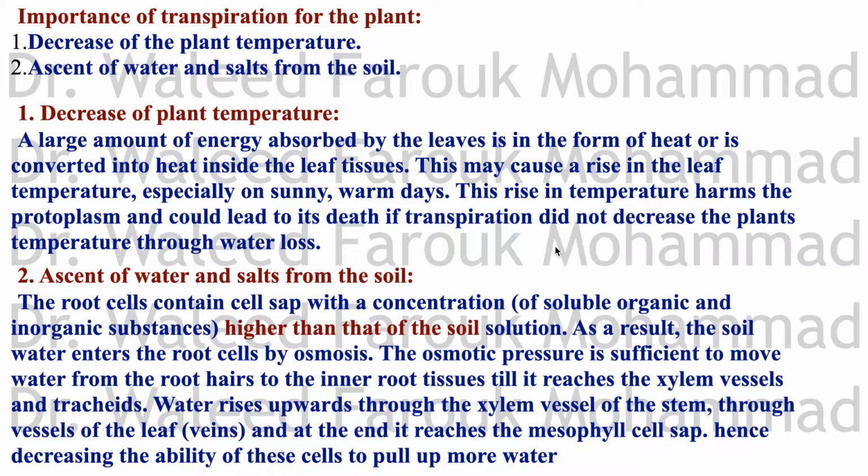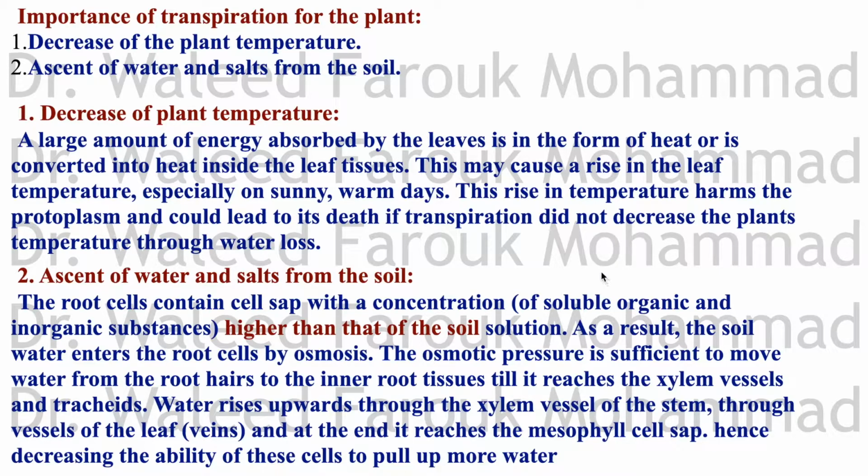This is one thing. Another thing is that the root cells contain sap, which is of higher concentration than the surrounding soil. That's why solutes are being pulled in by means of osmosis. This is the root pressure, and it uses osmosis until it reaches the xylem network, and then ascends through the xylem vessels to the leaf veins.